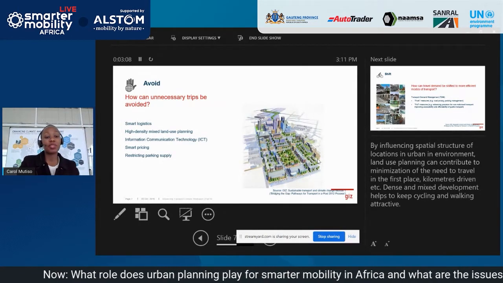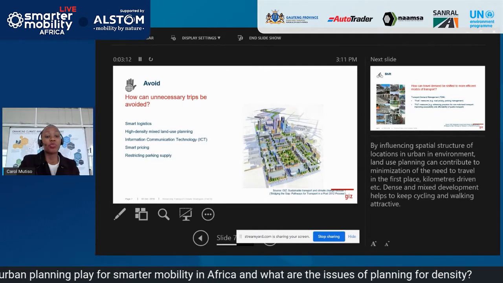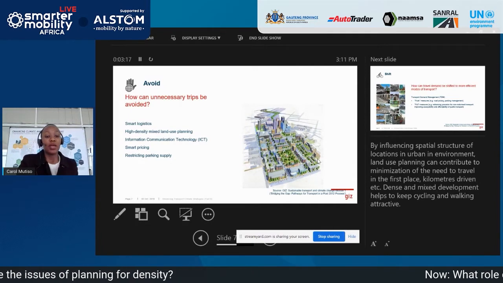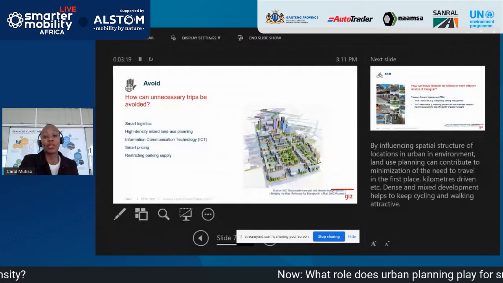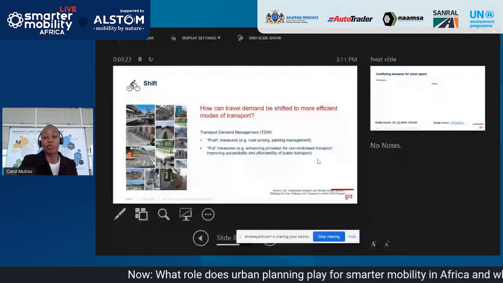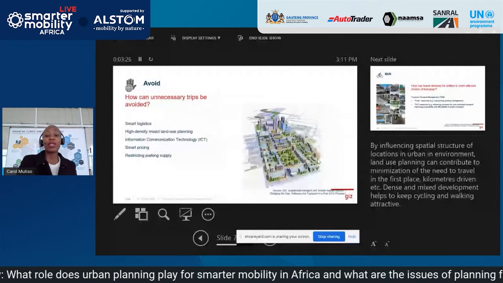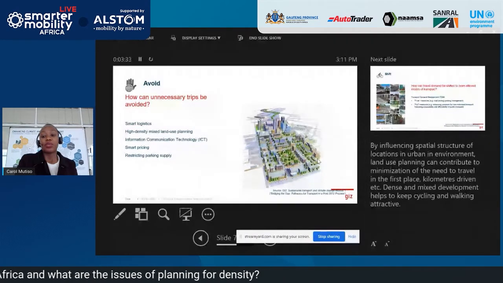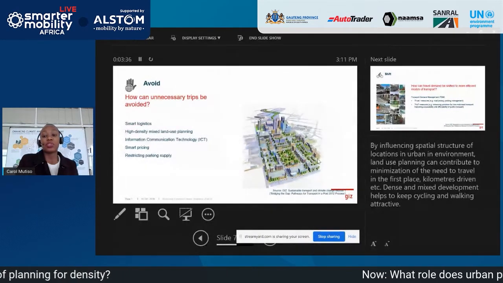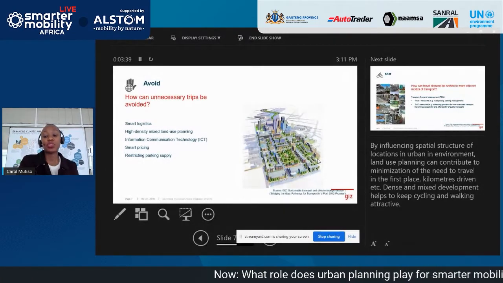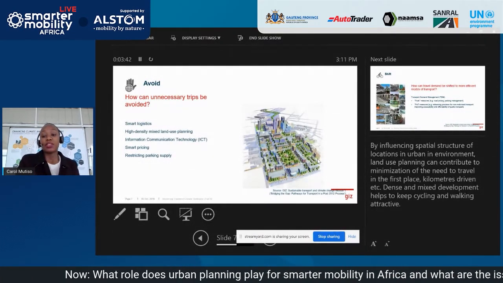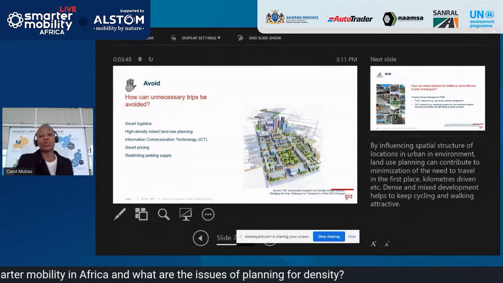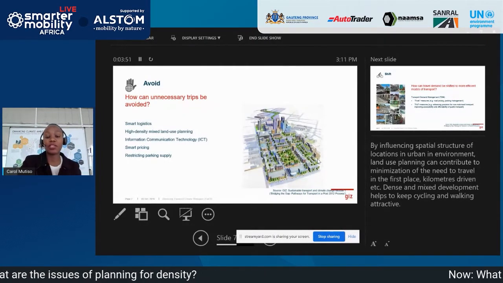We look at the high density mixed land use planning, information communication technology. With the technologies that are coming, they are playing a very major role in smart mobility. We look at issues like restricting parking and all that. And as far as, let me go back a little bit and just say, by influencing the spatial structure of locations in urban environment, land use planning can really contribute to minimization of the need to travel in the first place. When you look at the kilometers driven and all that, dense and mixed development helps to keep cycling and issues such as walking very much attractive.